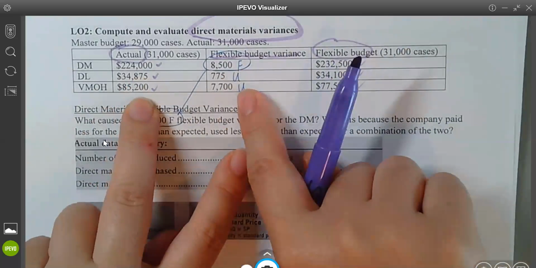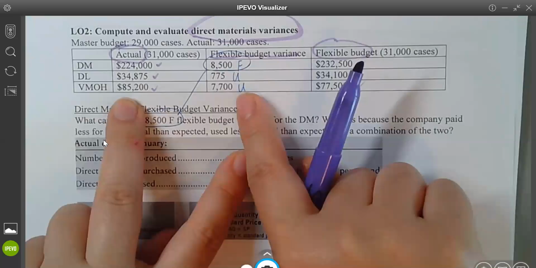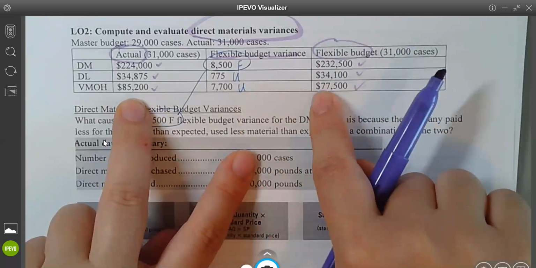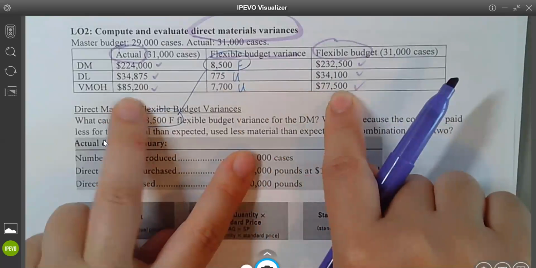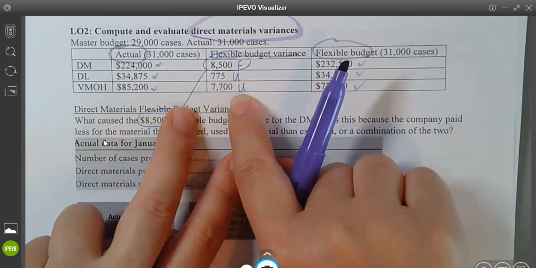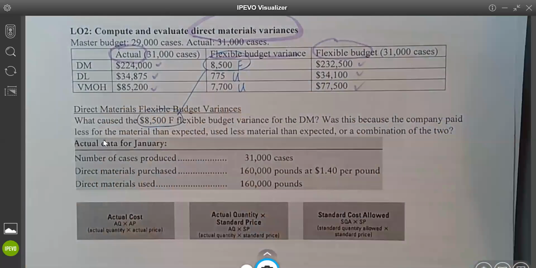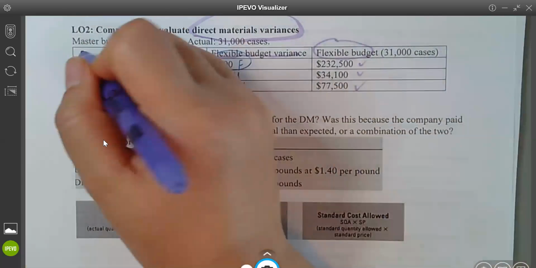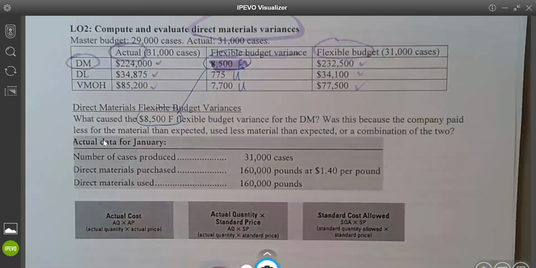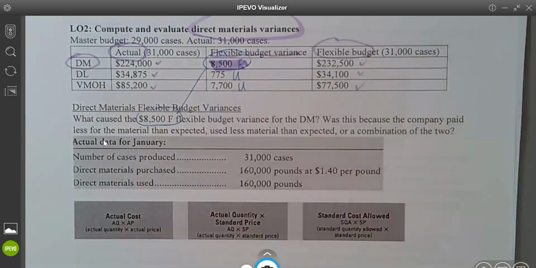Variable manufacturing overhead, you thought you would have 77,000 something, but actually it's 85,000. So you have 7,700 more, which is unfavorable. So the question is, we look at direct material first, right? We got 8,500 favorable. You want to ask yourself, why is it favorable? Hey, you are the manager. Look at this. Think about this.